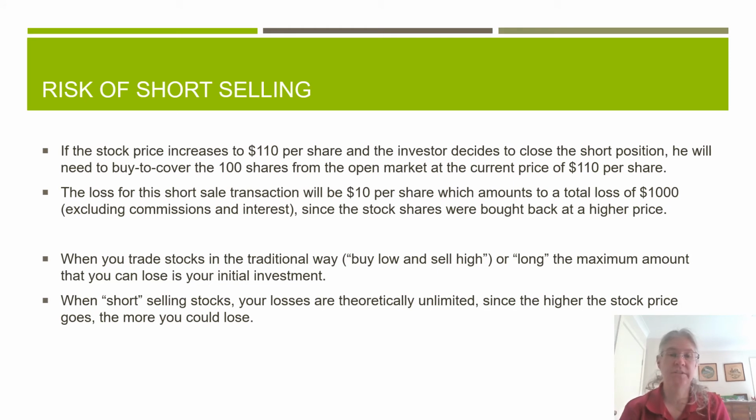What are the risks of short selling? Well, I've already mentioned some of them. So if the stock price increases to $110 per share and the investor decides to close the short position, they'll need to buy to cover the 100 shares at that current price of $110 per share. So their loss now is $10 per share, so they've made a loss of $1,000, plus still have to pay the interest to the broker. They'll have to pay the costs of buying shares because the stock price has actually gone up.